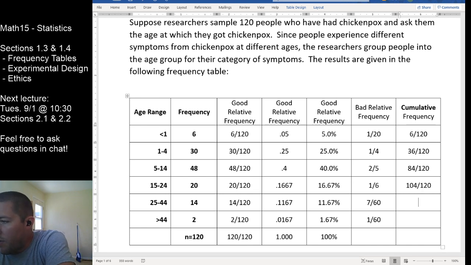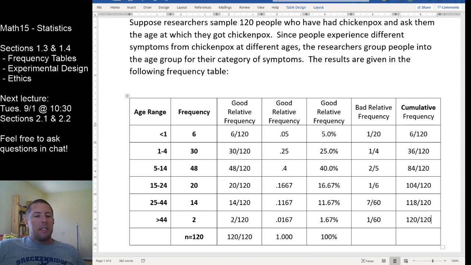Finally here, we can wrap this guy up. It looks like we get another 14 units of probability here, another 14 out of 120 to bring us up to 118 out of 120. And then finally here, we accumulate our last two. So we're going to get up to our 120 out of 120.